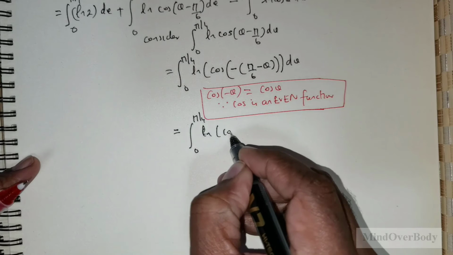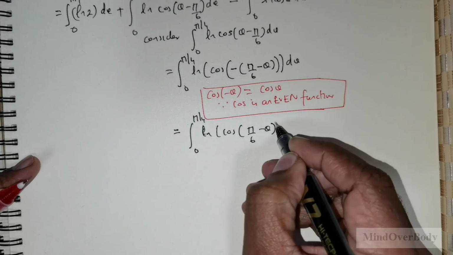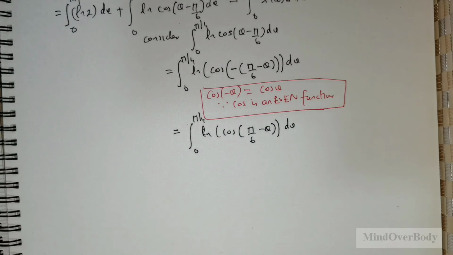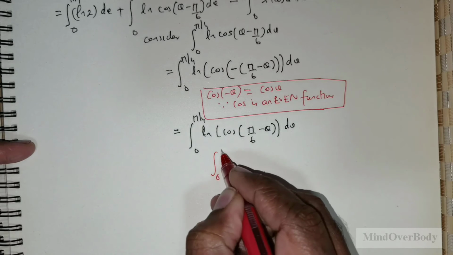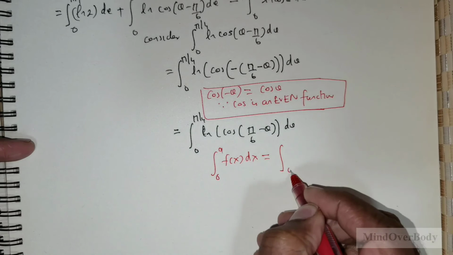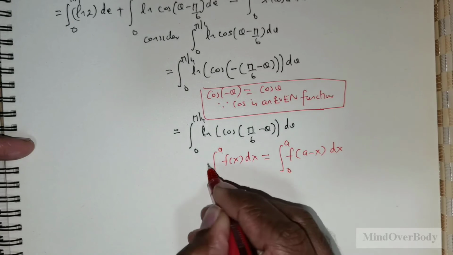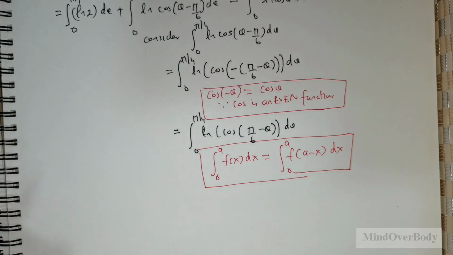Because of this, this is going to be equal to integral 0 to pi over 4 ln of cos of pi over 6 negative theta times d theta. Now I'm going to introduce to you a formula, which is integral 0 to a f of x times dx is equal to integral 0 to a f of a negative x times dx. So this is an important property which is present in integrals.